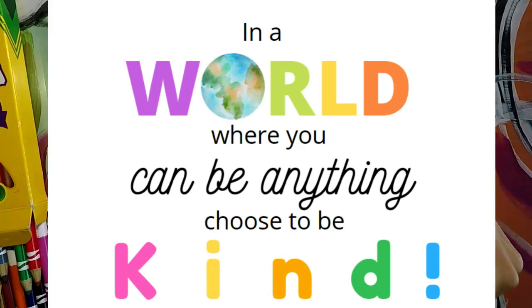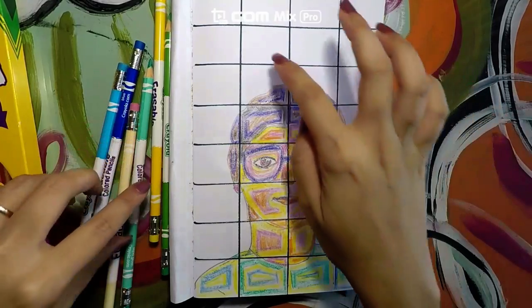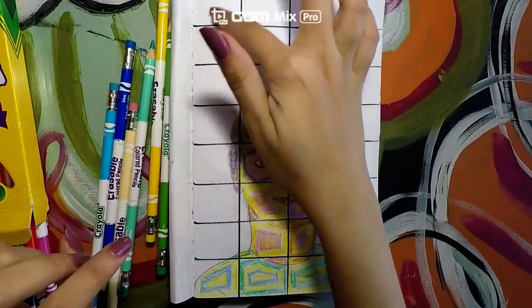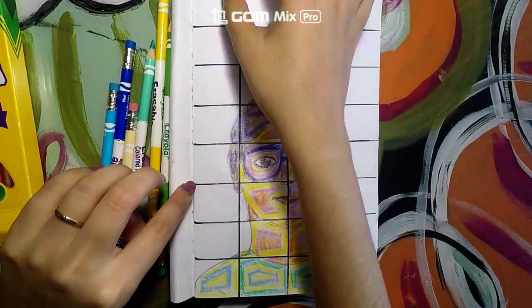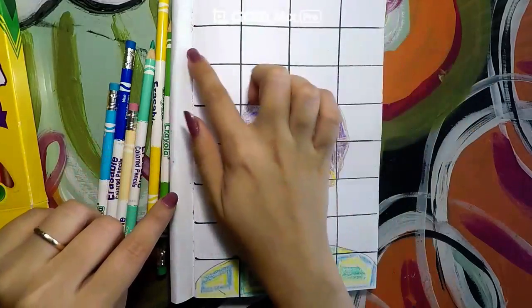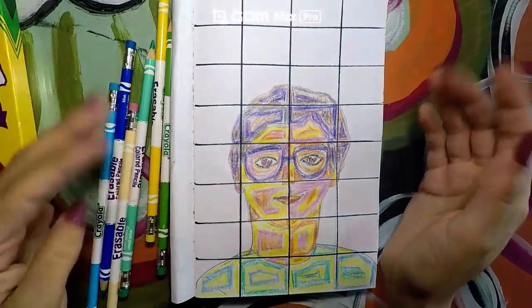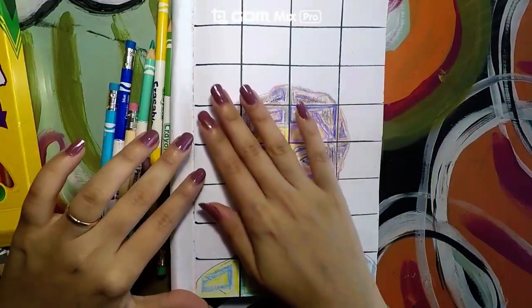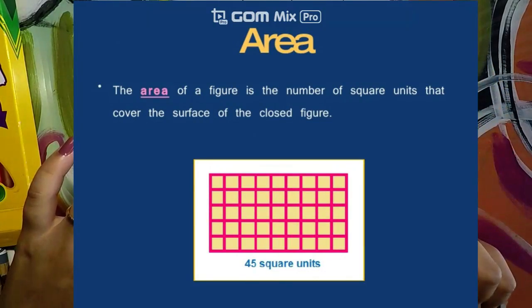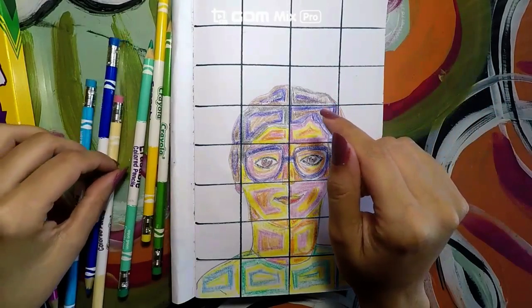So let's get started today. We are going to be coloring in our background with the columns and the rows. Remember, we were talking about math last time, and this is actually the area that we will be covering, the area in the back. So let's go ahead and get started.